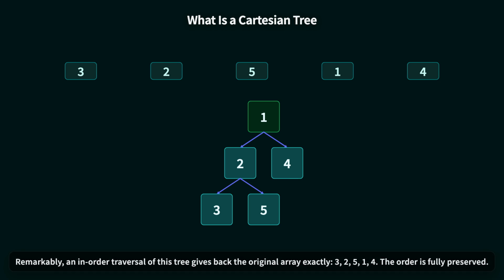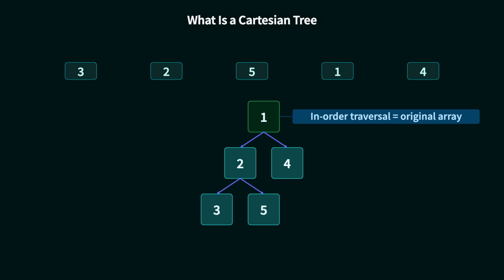Remarkably, an in-order traversal of this tree gives back the original array exactly: 3, 2, 5, 1, 4. The order is fully preserved.